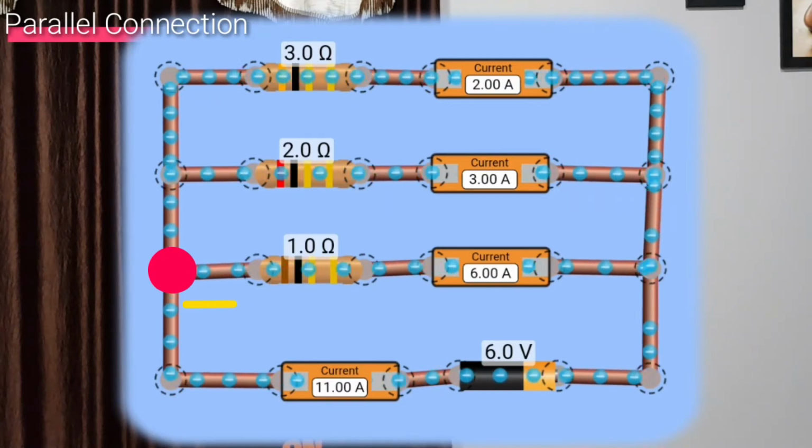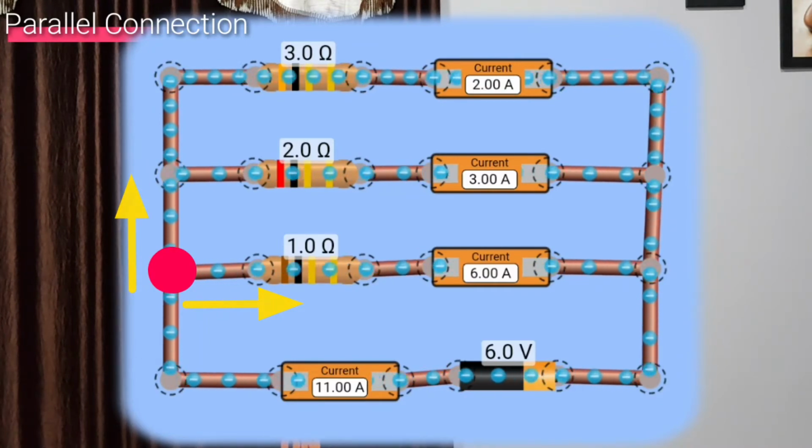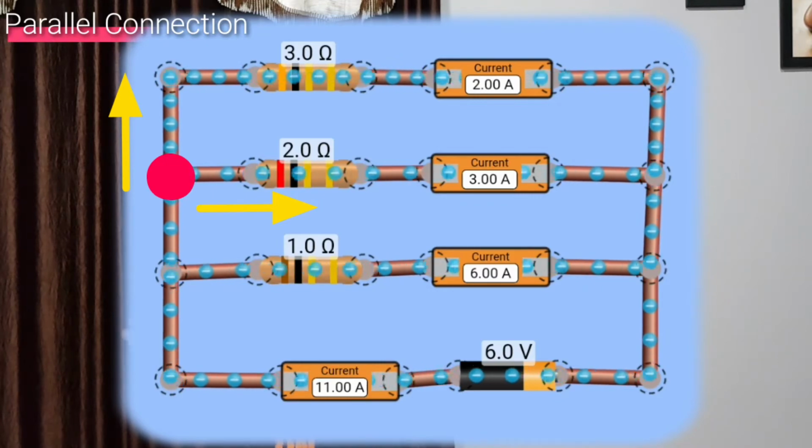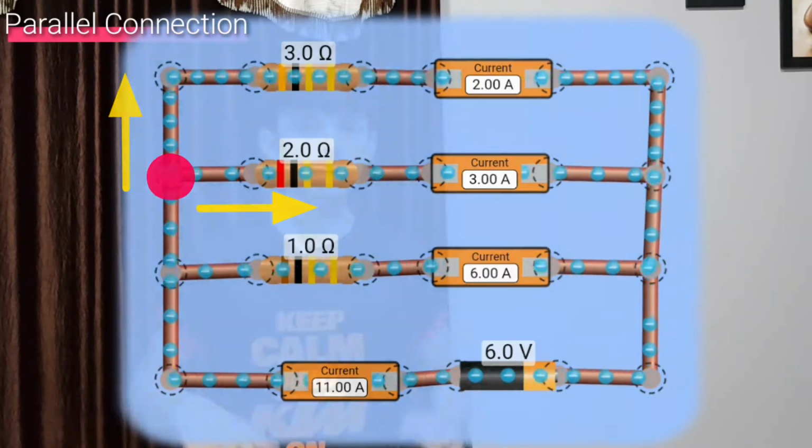So some current will flow that way and the remaining one will flow that way. And again, one more time we have the same condition, and again the current will get divided, right? So that is why the value of current is different in parallel connection. Okay.